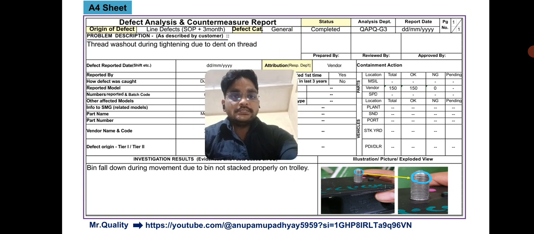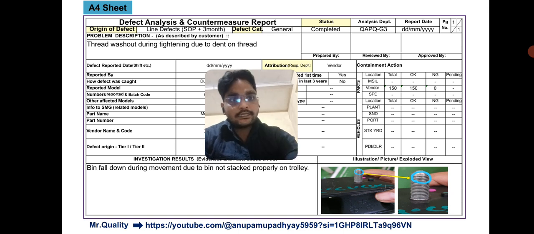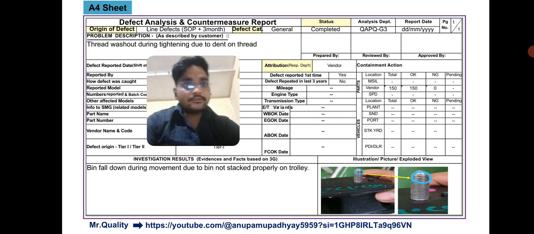Now the next sheet is the A4 sheet. Actually this is the defect analysis and countermeasure report sheet. What is the defect, which we should define by 5W and 2H, and immediate actions, such as segregation details, and the corrections we have taken, should be defined.